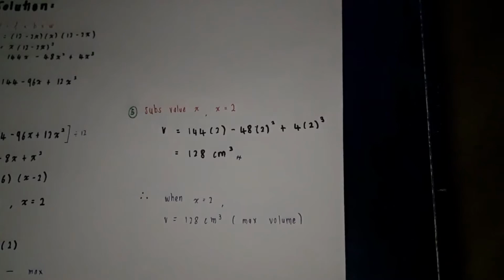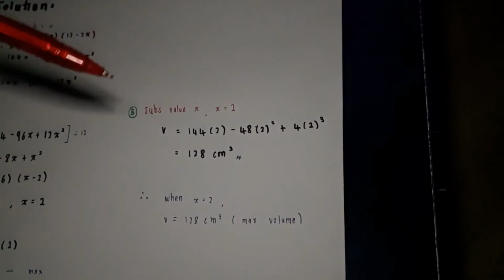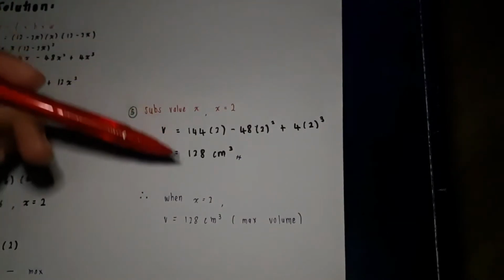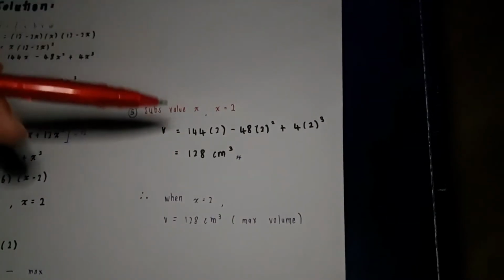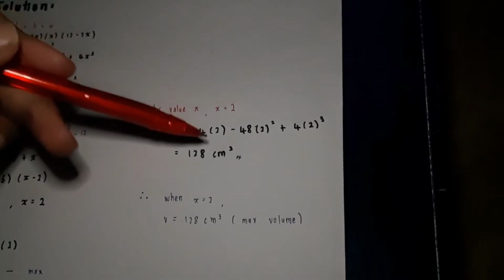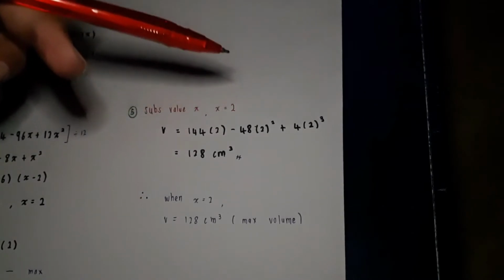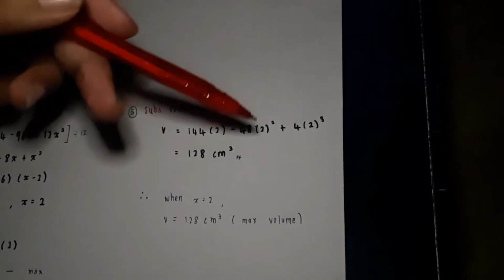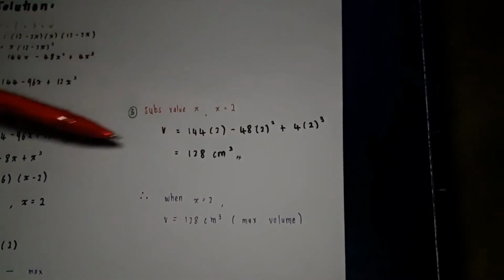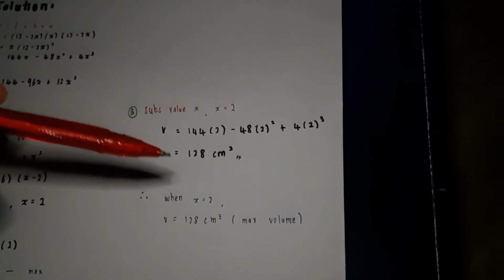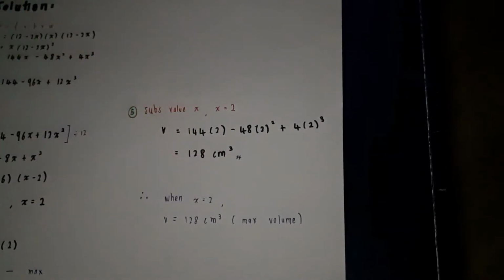So, for the fifth step, after we get the maximum, which is x equal to 2, we substitute x equal to 2 into the first formula. Then we get 144 bracket 2 minus 48 bracket 2 to the power of 2 plus 4 bracket 2 to the power of 3. We get the answer 128 cm cubed. So the conclusion is when x equal to 2, the volume equals 128 cm cubed. So the maximum volume is the answer.